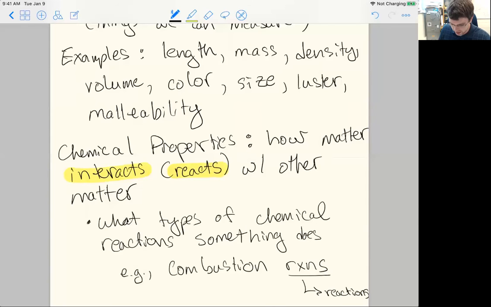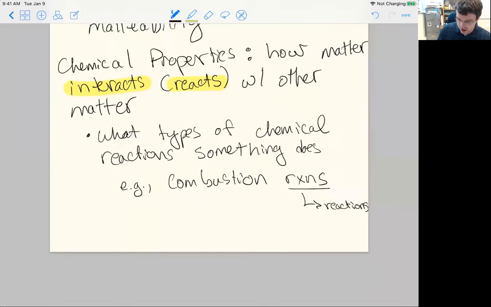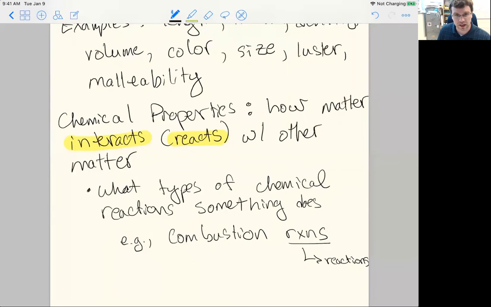Okay, so we have our chemical properties, how matter interacts or reacts with other types of matter. What kind of chemical reactions something will proceed by. So combustion reactions are chemical reactions we've all probably heard of or are familiar with, just things lighting on fire. And we'll talk more about combustion reactions in upcoming lectures.